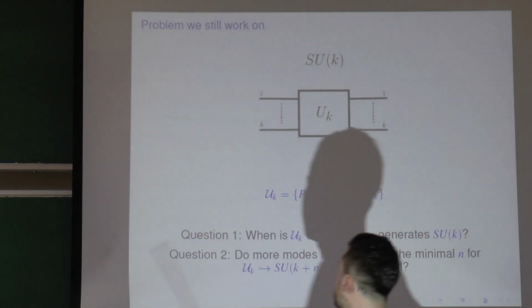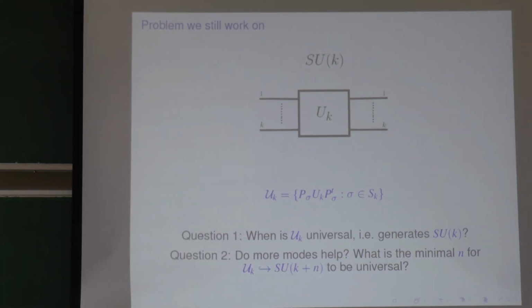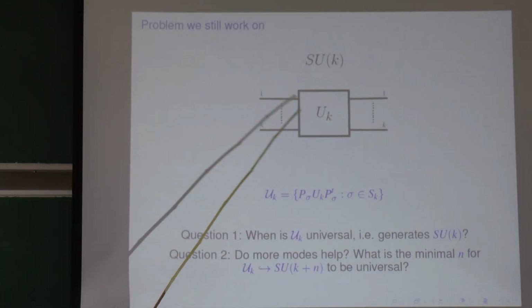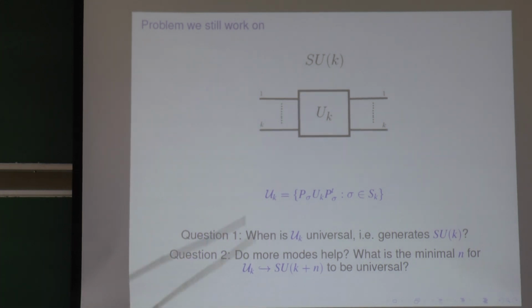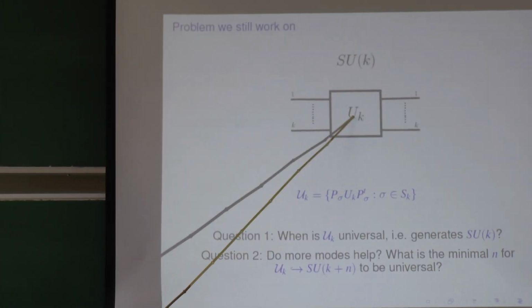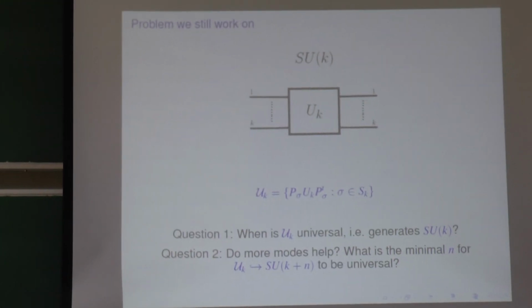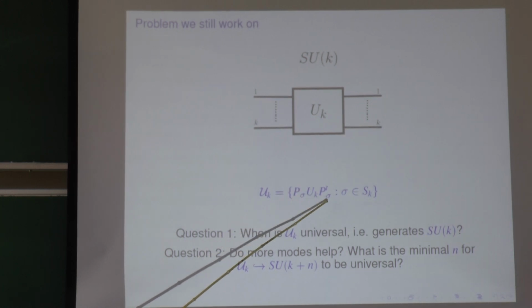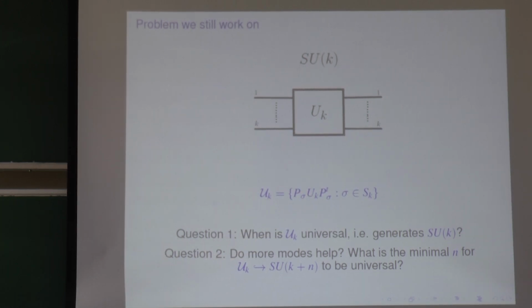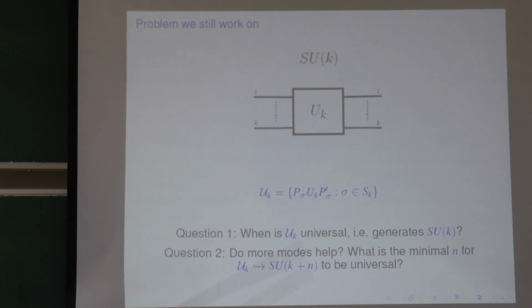Okay, and you can consider the general situation. So we take a gate from SUK, and then you consider the set of gates which is generated by these gates when you apply permutations of modes. So you conjugate this gate with all possible permutations, and then you ask whether this thing generates the whole group.